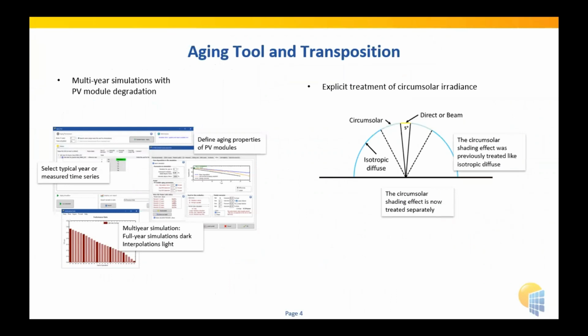Then for the modeling, we now have an explicit treatment of the circumsolar irradiance. It was mentioned already in some previous talks that it's important to make this separation. Typically in the transposition models, you have the direct or beam irradiance, the circumsolar, a cone around it, and the isotropic diffuse. In former versions, PVSyst was treating the circumsolar for the shadings as if it was isotropic diffuse. This was giving uncertainties, especially for high tilt systems and vertical east-west systems. Now the circumsolar shading effect is treated separately and improves the accuracy of the results.